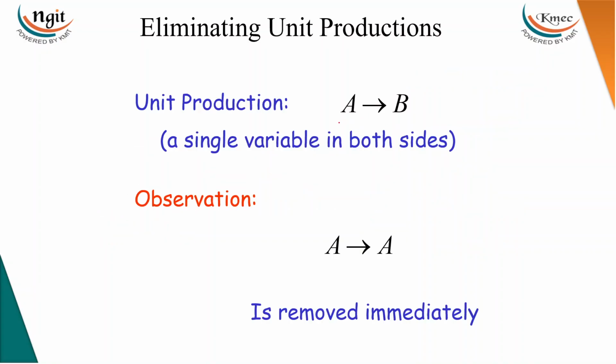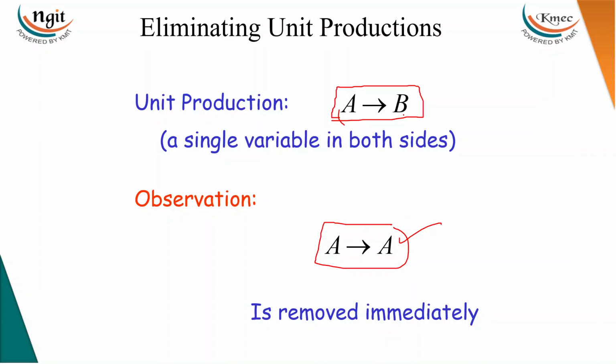And what is meant by a unit production? If you have only one non-terminal on both the left-hand side and the right-hand side, then we call it a unit production. A single variable on the left-hand side and a non-terminal only on the right-hand side, not terminals. If we have the same variable on the left-hand side and right-hand side, you can directly remove it.